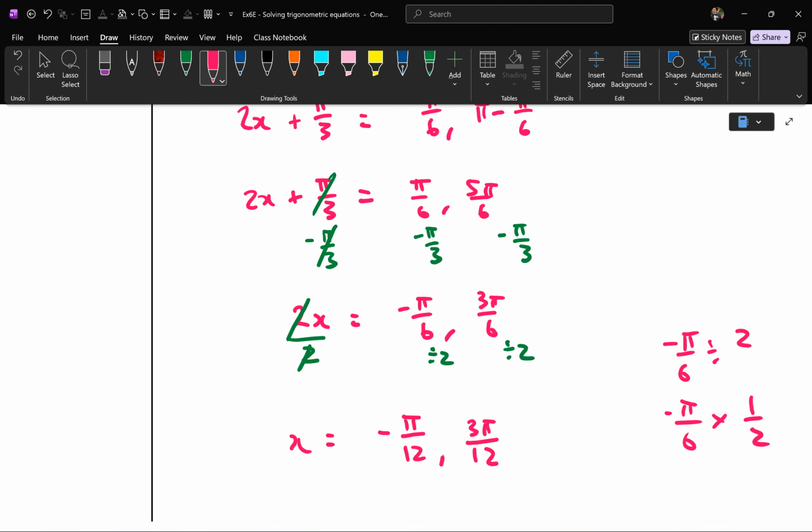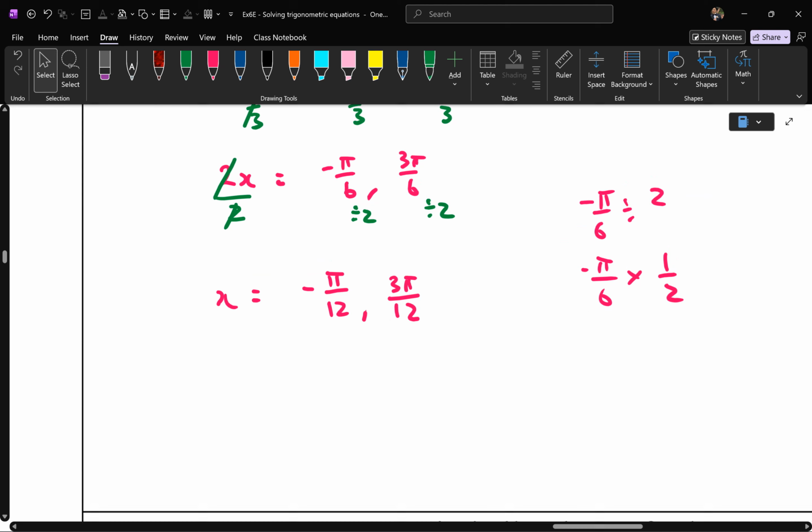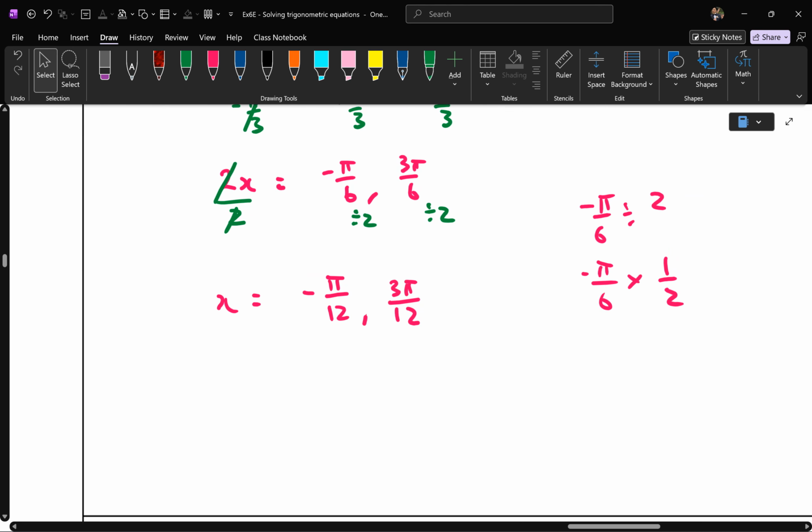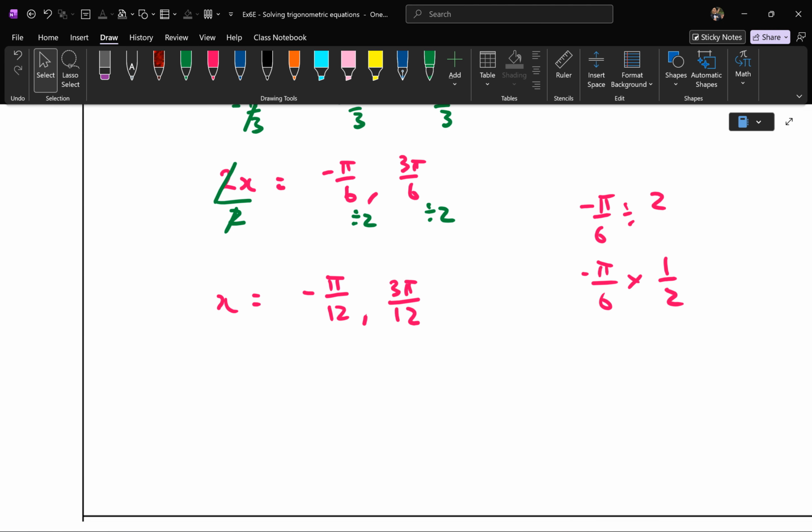I know I can simplify that. I'm just leaving it there because I like them all to be in 12s, and I just add on the period or subtract the period. Okay? So here we go. There's our two solutions. Doesn't matter what the numbers are, you just need 2. Yeah, just need 2 for sine and cosine. And then from here, add and subtract the period.